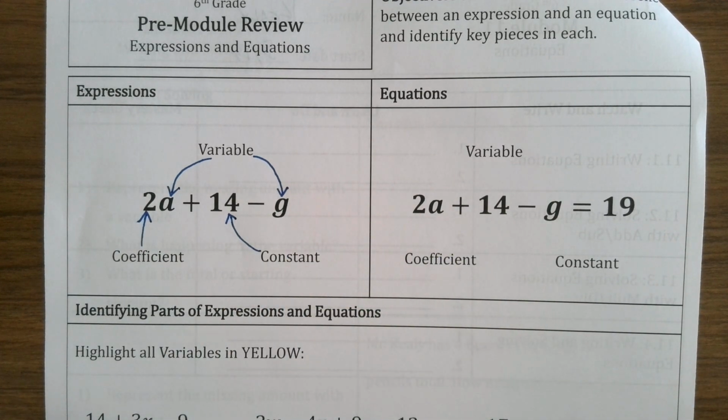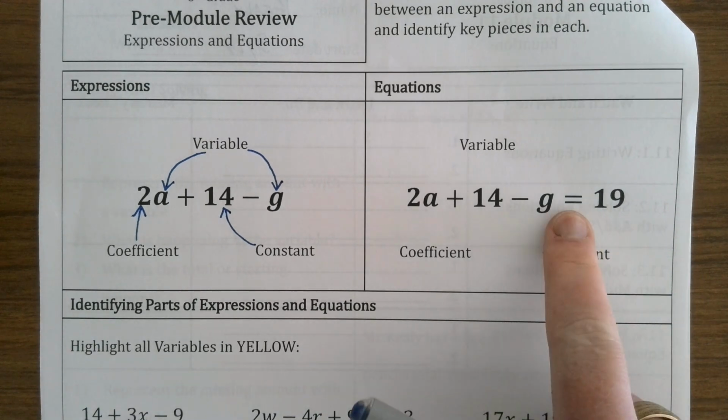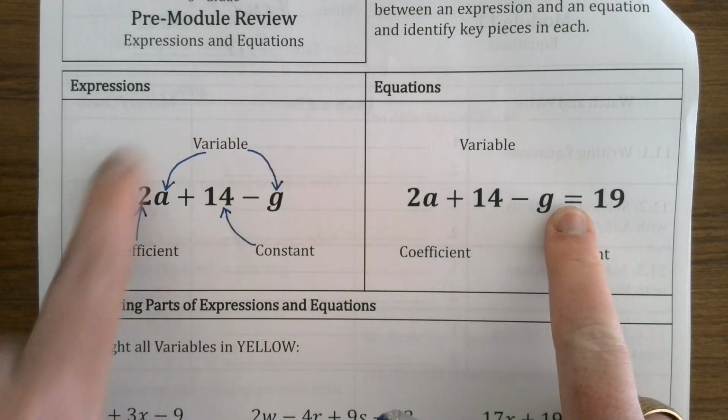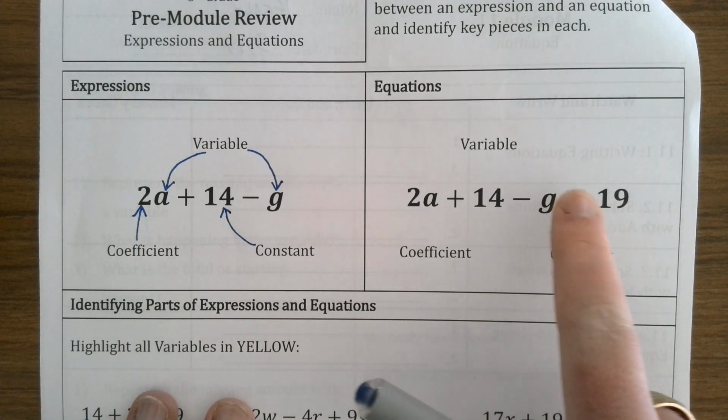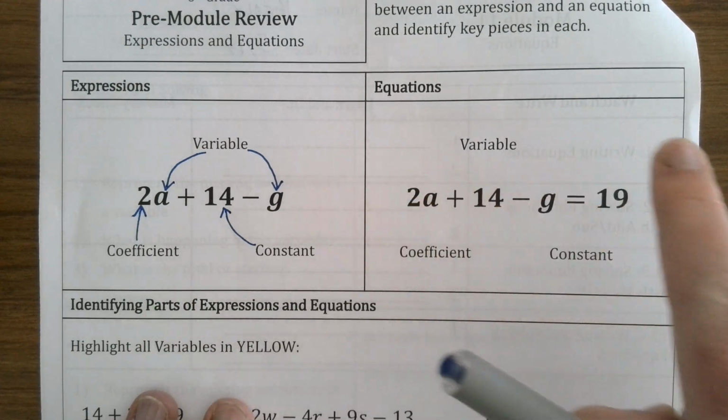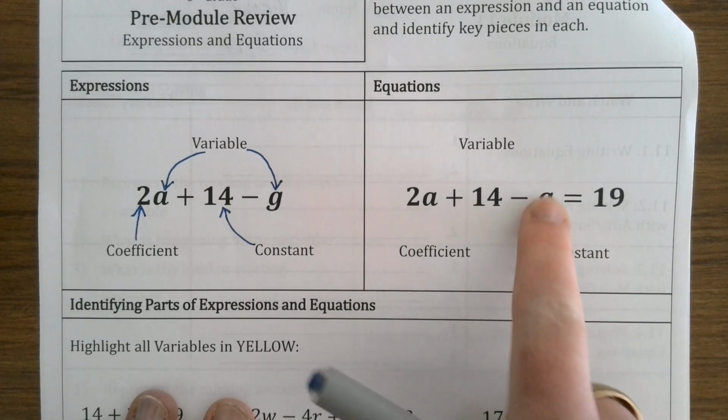An equation is just like an expression, except now we have an equal sign. Expressions, no equal sign. Equations, equal sign. That tells us that everything on this side is worth 19 once you do all the math.